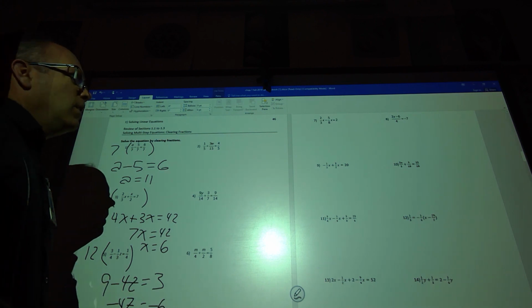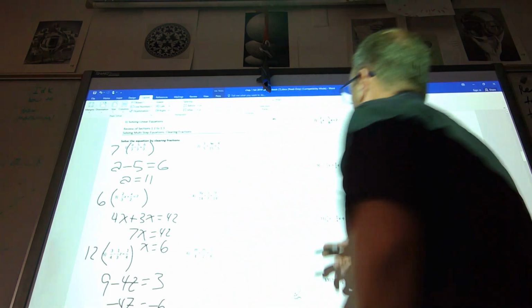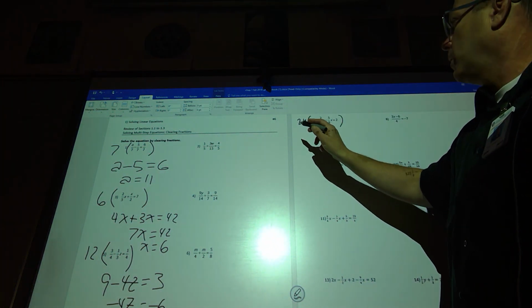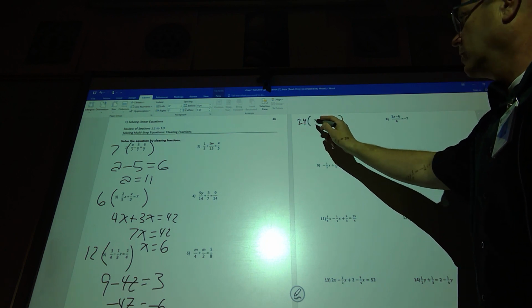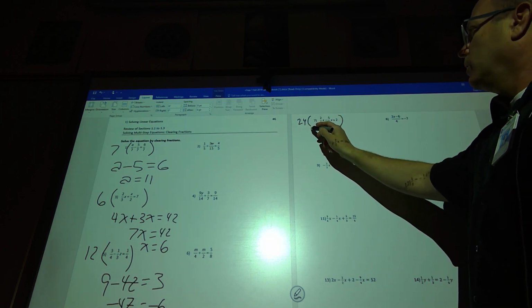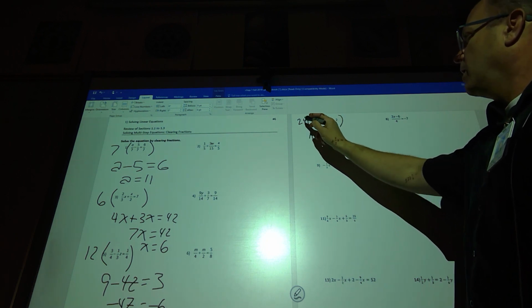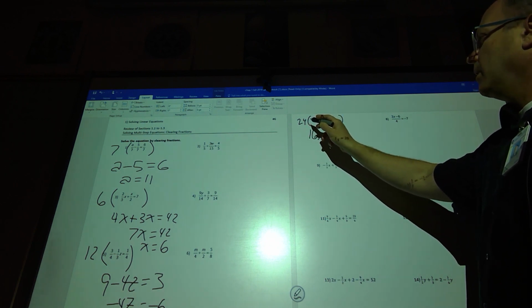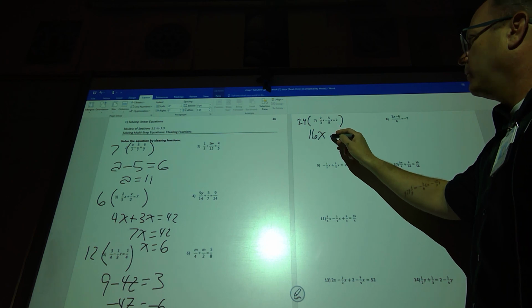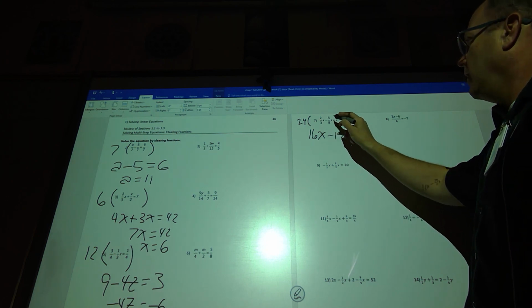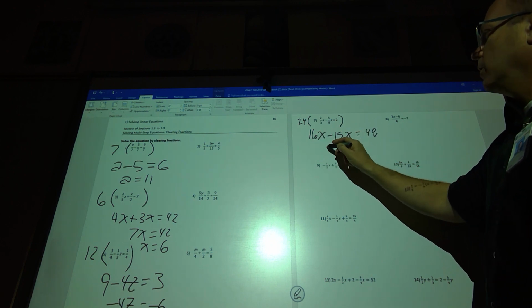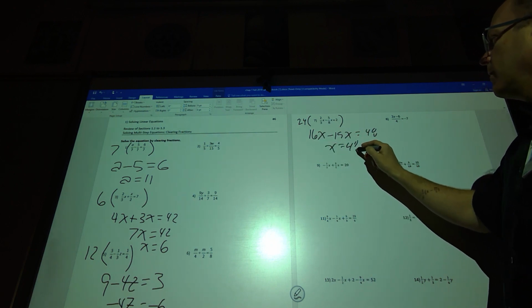Problem number 7. Let's go ahead and clear the denominator. We'll multiply everything by 24 because 3 and 8, that's the smallest number they have in common. So that's going to give me 48 over 3, which comes out to 16x. On this next one, 8 goes into 24 3 times. So that's 3. 3 times 5 is -15x. And then 2 times 24 is 48. So if I subtract those, I'm going to get x equals 48.